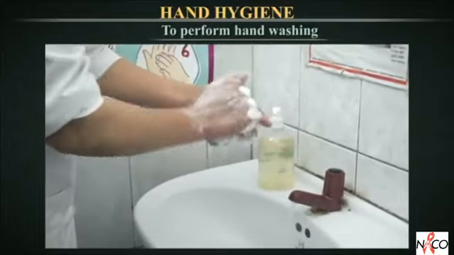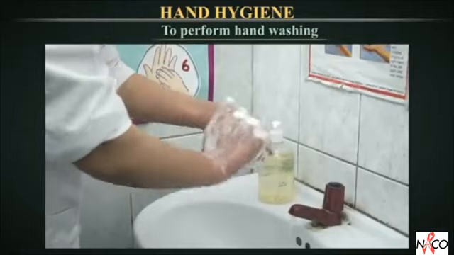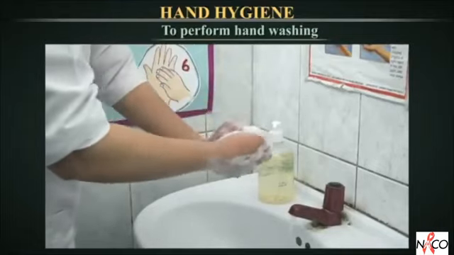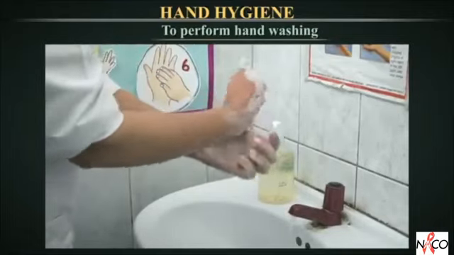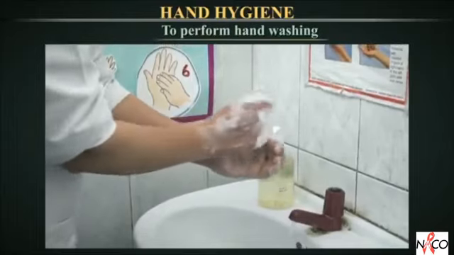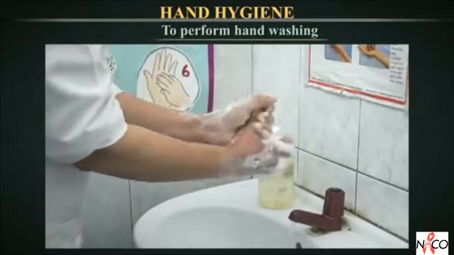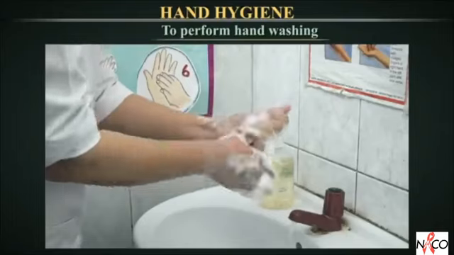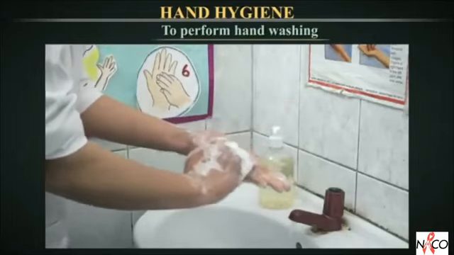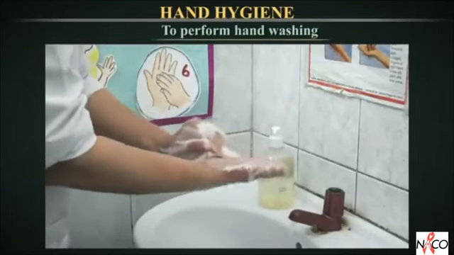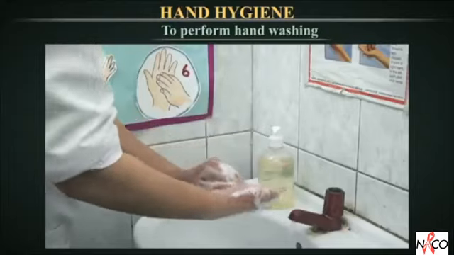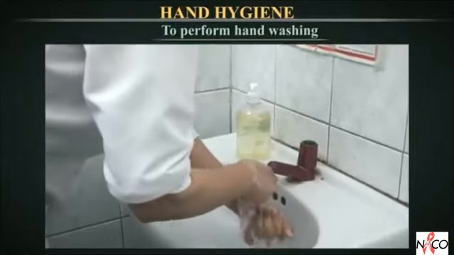to opposing palms with fingers interlocked. Rotational rubbing of left thumb clasped in right palm and vice versa. Rotational rubbing backwards and forwards with clasped fingers, right hand in left palm and vice versa. Rinse hands with water.